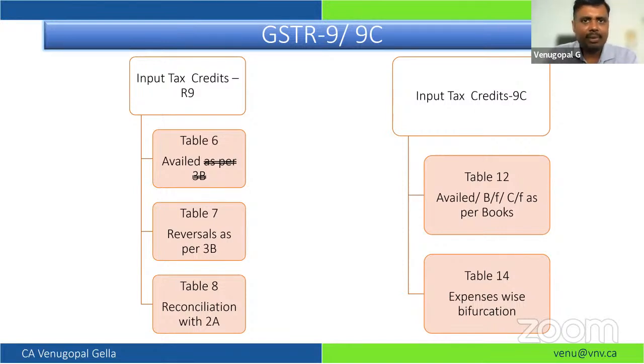That is available. But when it comes to 9C, you will be reporting in 2 tables. Table 12, how much is ITC available in the books and how much you have availed, and table 14, how this ITC that you have availed is segregated expenditure wise. These are the 2 reportings. So what are the due cares that we need to take?